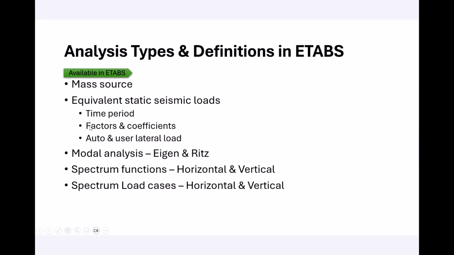The other option is a quick way of specifying the coefficient, which is 0.075 h to the power 0.75. This constant value, 0.075 or 0.085, can be specified. The program can also use the height of the building and calculate the time period. So there are 3 ways of inputting the time periods. And then the factors and coefficients are directly from the code.